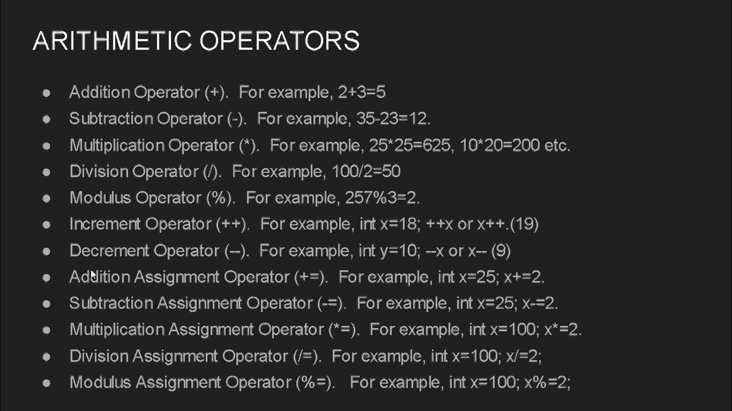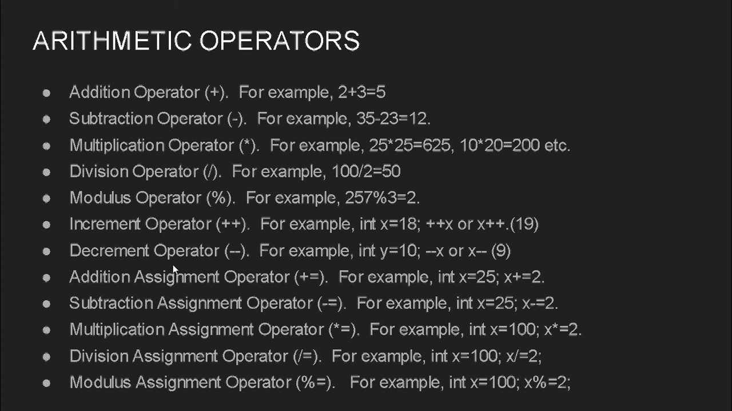Then the decrement operator is minus minus, so it is just the opposite of this one. Instead of increasing the value, it is going to decrease the value of a particular variable by 1. So here I have written x equals 10, so minus minus x means the output is going to be 9, or even if I do x minus minus, it is going to yield 9 as the output.